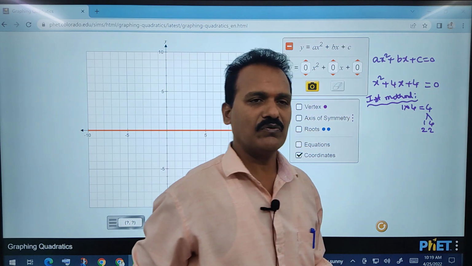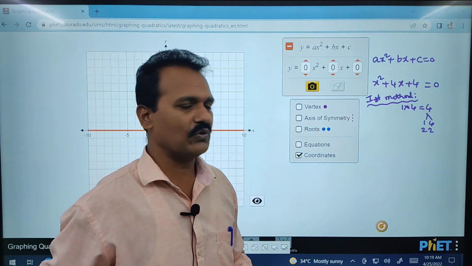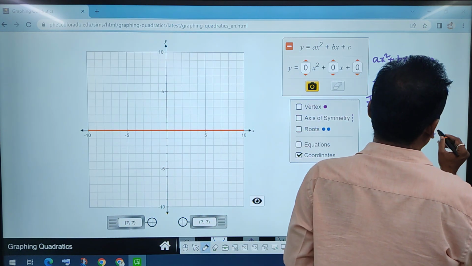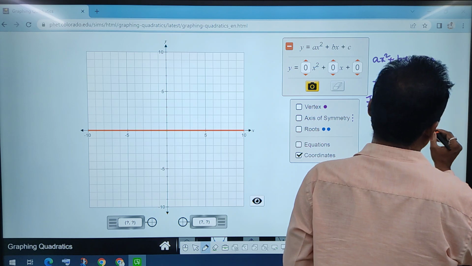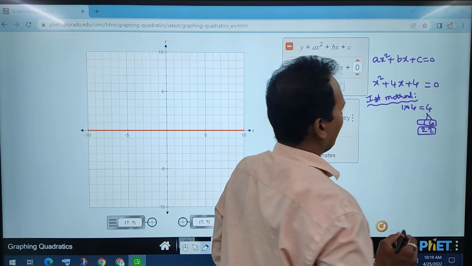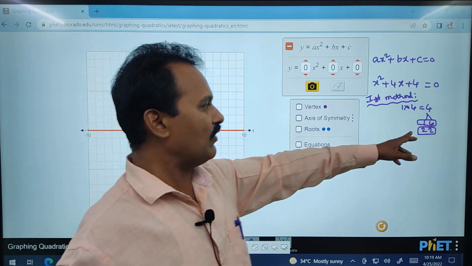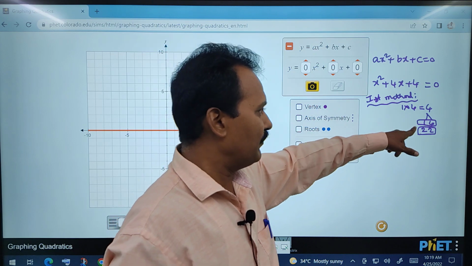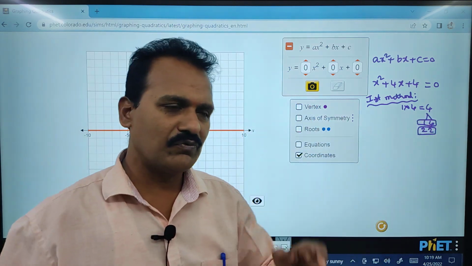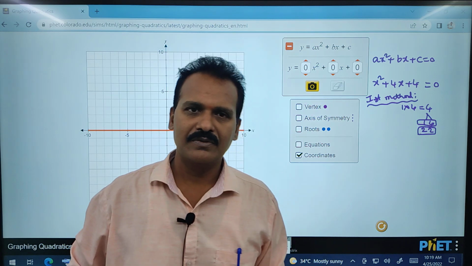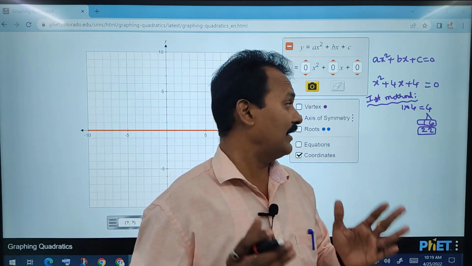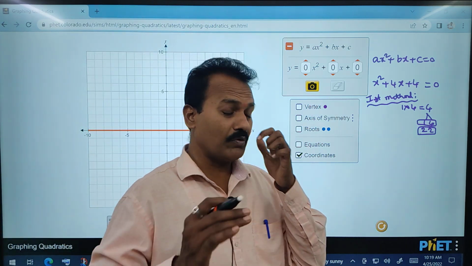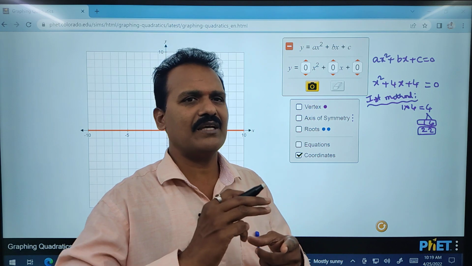And if you take another one, 4 into 1 also. Here, 1 into 4 and 2 into 2. Which of the pairs do we need to take for this quadratic equation? 1 and 4, or 2 and 2? Here we are not considering 1 and 4. Why are we not considering it? Because if you add 1 and 4, you will get 5. And if you subtract, 1 minus 4 is minus 3, and 4 minus 1 is plus 3. So you will get plus 3 or minus 3.